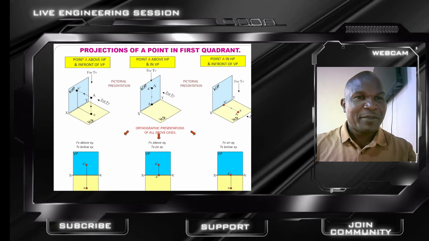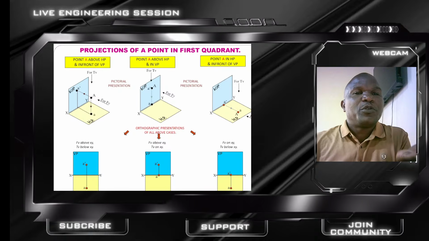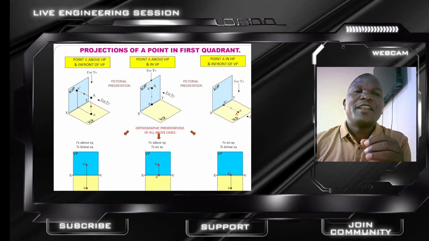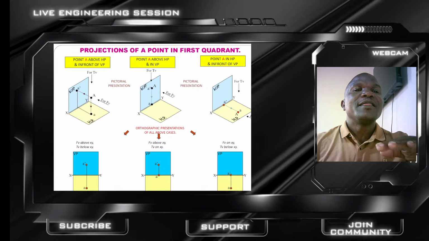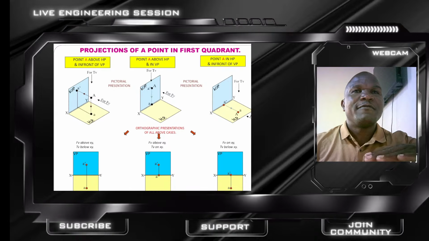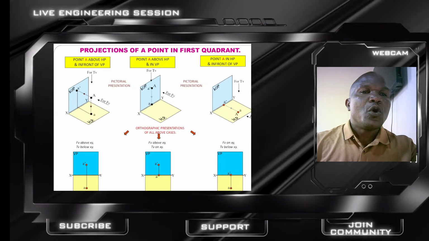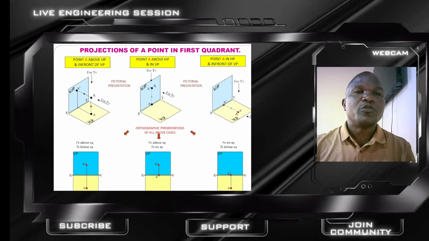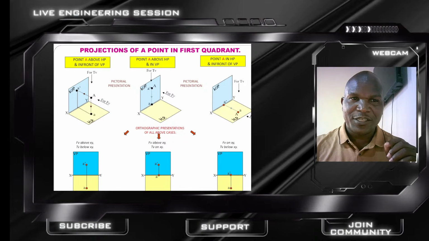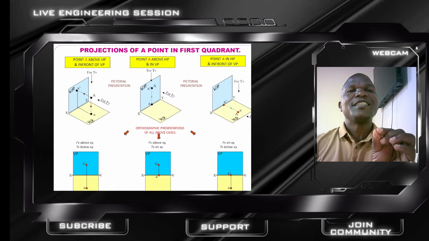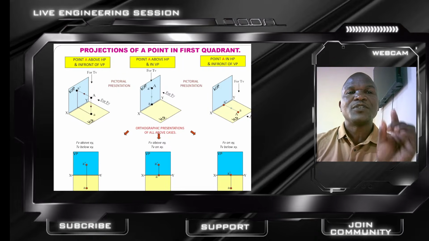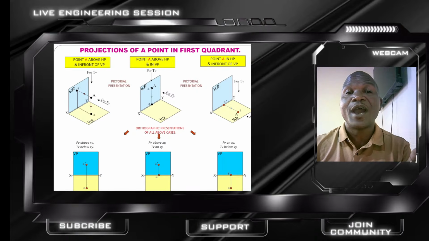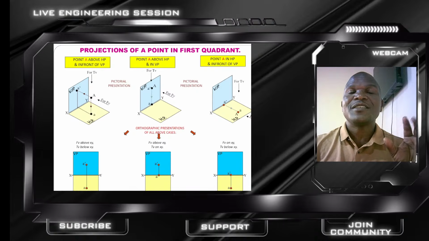Okay. The second case is a point in the HP. The front view is on the XY, and the top view is below the XY. Here's the rule to remember, pay attention. Position relative to the plane determines position relative to the XY line. Don't memorize, just visualize this.